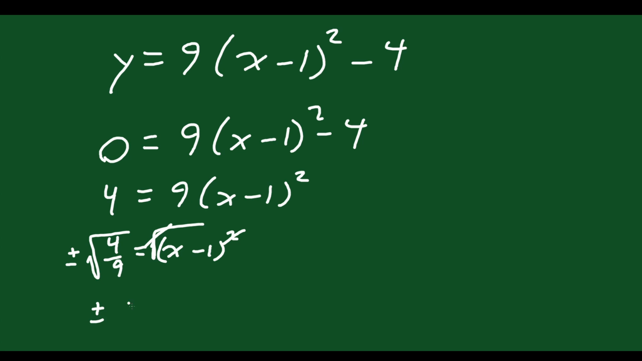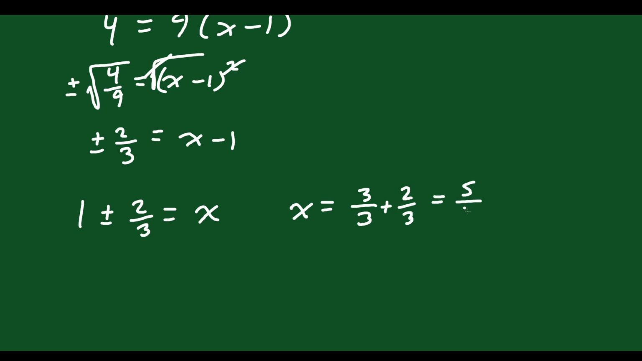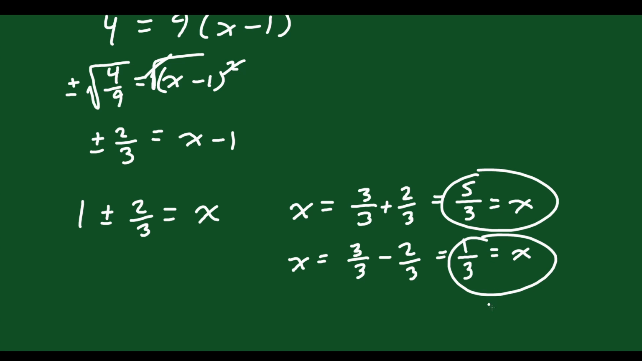And what's nice is the square root of 4 is 2, and the square root of 9 is 3. So you can actually write it like plus and minus 2/3 is equal to x - 1. And from there, move the 1 to the other side. You get 1 plus or minus 2/3 is equal to x. So we get two answers for x, right? You get x is equal to 1 + 2/3, which 1 is really 3/3. So 3/3 + 2/3, which is 5/3. And you get x is equal to 3/3 - 2/3, which would equal 1/3. Those are your two solutions.